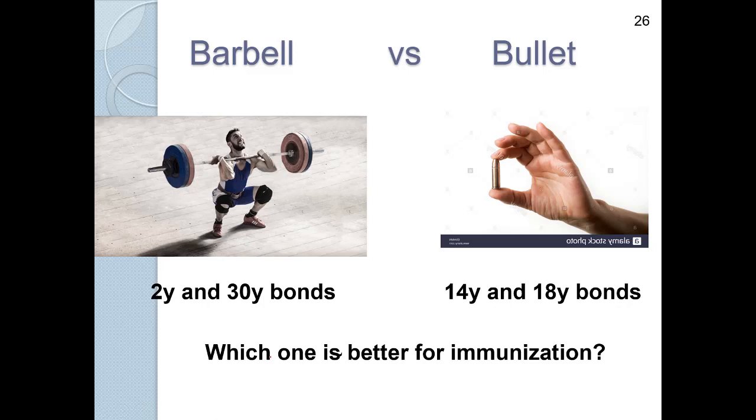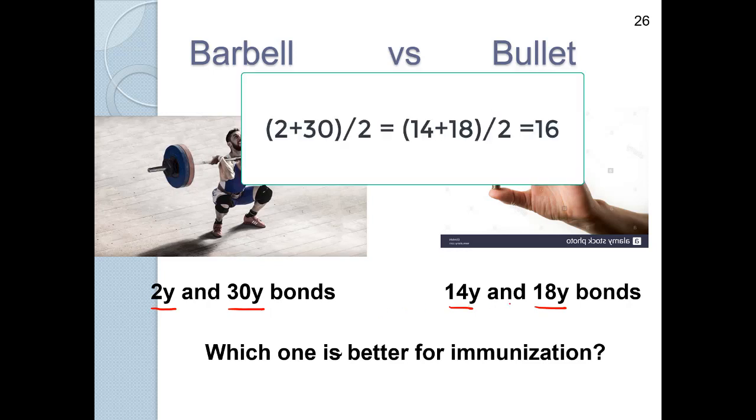Now we're going to see what the difference is between barbells and bullets. Let's first define it. A barbell is a strategy that uses a very short and a very long-term bond as a portfolio, and a bullet is one that uses intermediate maturities as a strategy. If those two are zero coupon bonds, then their average maturity is going to be the same. It's going to be 16 years.